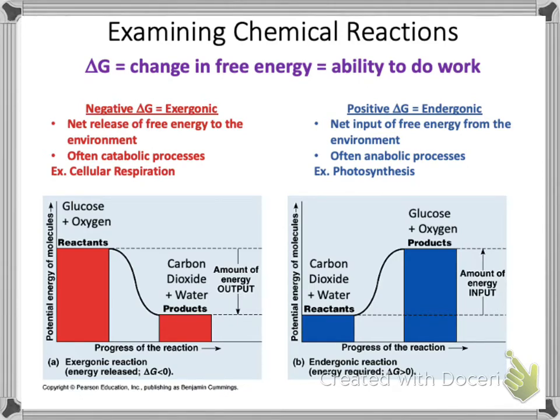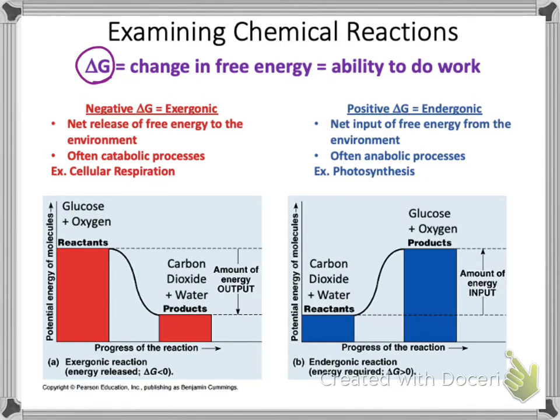One of the types of energy we're going to pay attention to is called free energy, also known as delta G or Gibbs free energy. Free energy is a reflection of the ability of a cell to do work. There are two different types of energy-related reactions we're going to look at: exergonic reactions and endergonic reactions. Let's start off with exergonic.